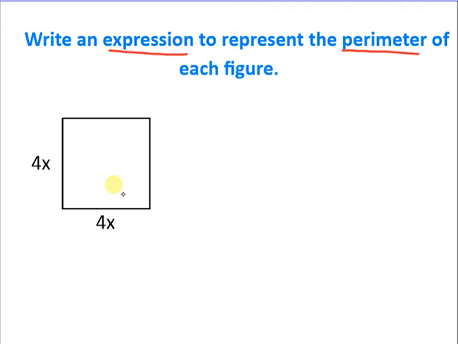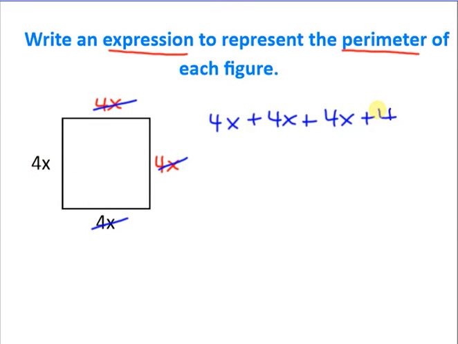So this right here is a square. And so we have 4x on this side, 4x on this side. And what we know about a square is that all the sides are the same. So if this is 4x and this is 4x, then this is 4x and this is 4x. Now, how do we find the perimeter? We have to add all the sides together. So, the first side is 4x plus, because we're adding them all together, this side here is 4x. Done. Plus, this side here is 4x. Done. Plus, this side here is 4x.